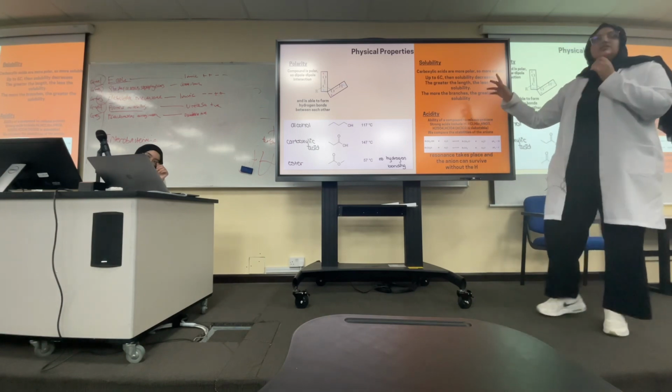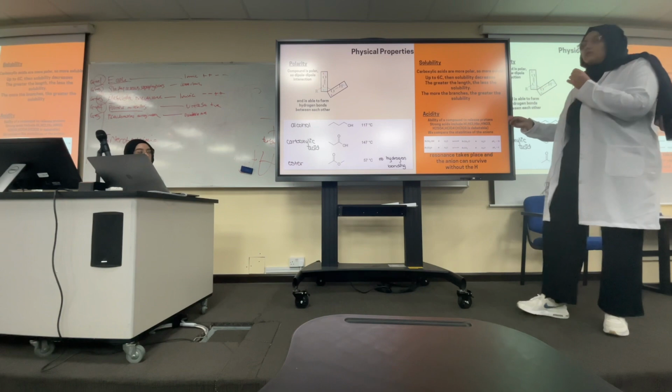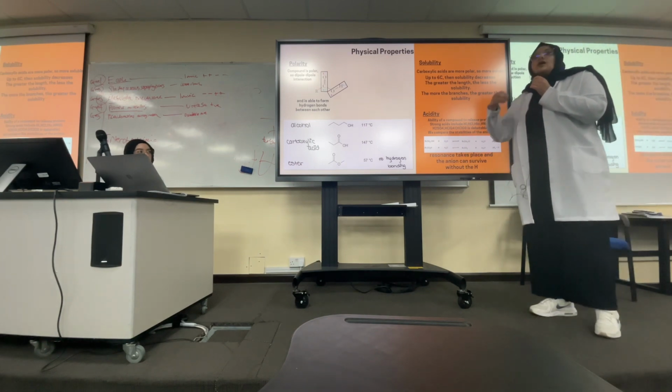Now about the branches, same thing as my alcohols. The more the branches, higher the boiling point or lower the boiling point? Lower. And my solubility?